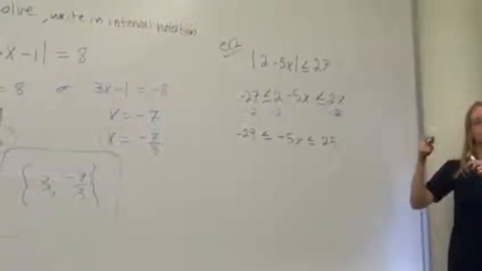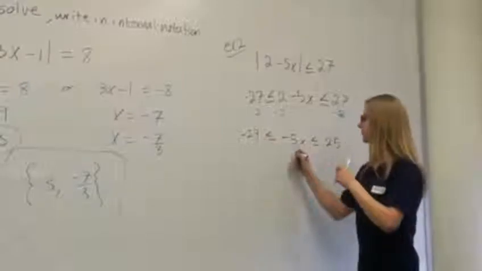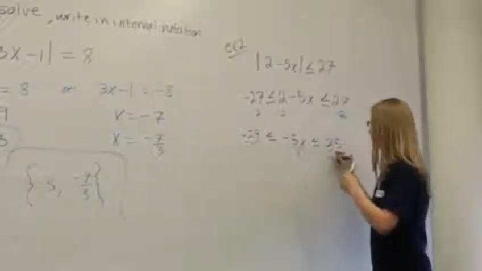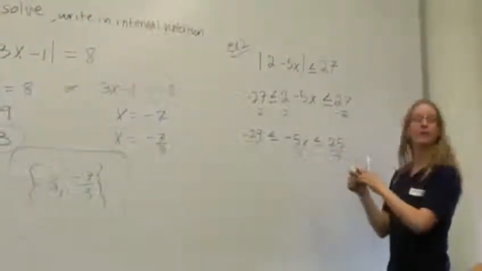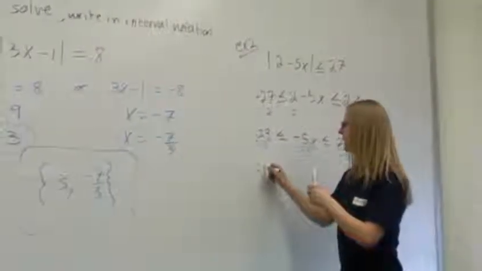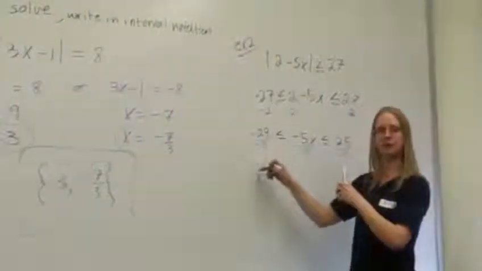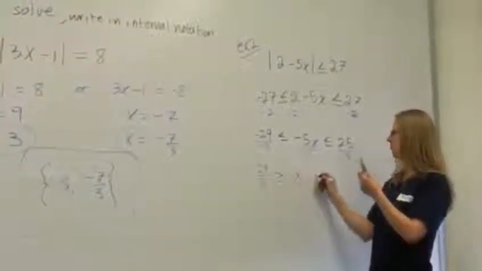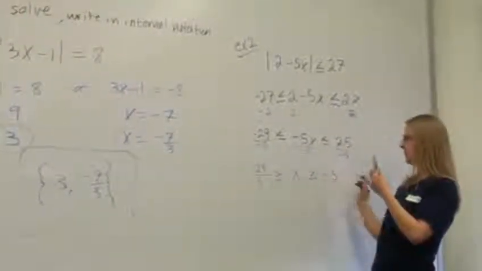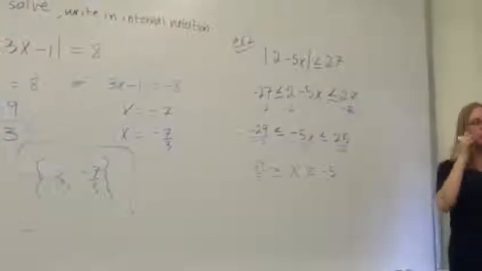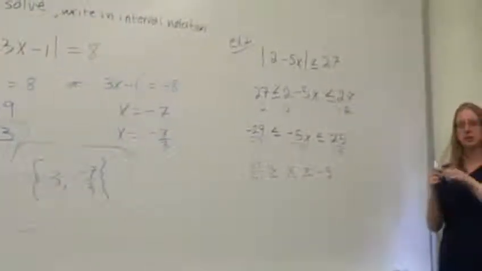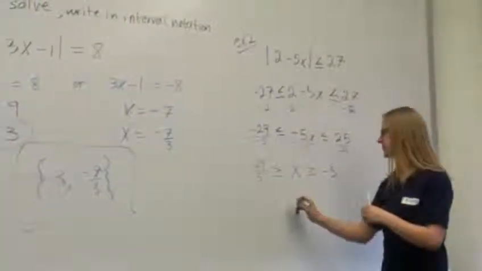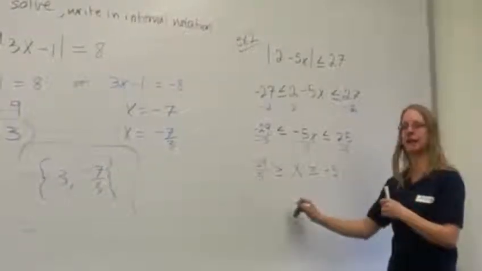Divide by negative 5. We switch the sign, and that flips the symbols, absolutely. So this becomes a positive 29 over 5, right? Two negatives. And now this becomes the flipped direction. And then this becomes negative 5. And now the way you write this in interval notation is x is between negative 5 and 29/5.